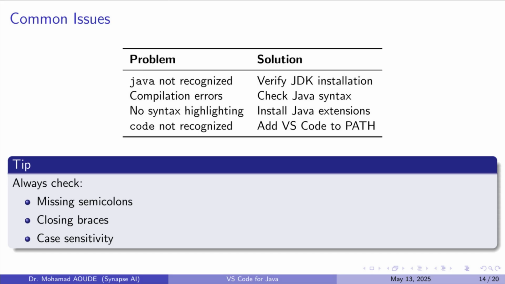If you open a .java file in VS Code and don't get syntax highlighting or intelligent code suggestions, the Java extensions might not be installed correctly or enabled. Revisit the extensions view. If the code command isn't recognized in your terminal, ensure VS Code is correctly installed and added to your system's PATH.